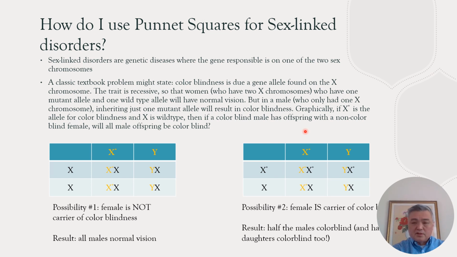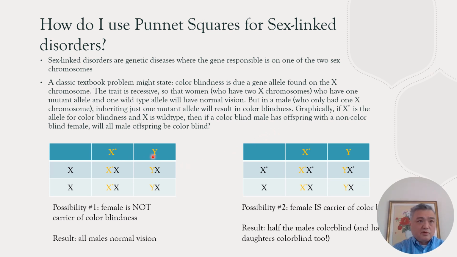So in this example, let's say we represent the mutant allele as X star for color blindness and X is wild type. The question is, if a colorblind male mates with a non-colorblind female, will all male offspring also be colorblind? Let's look at the possibilities here.